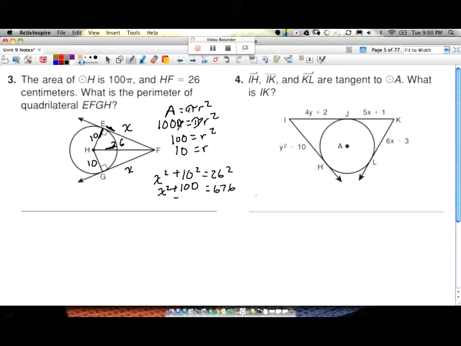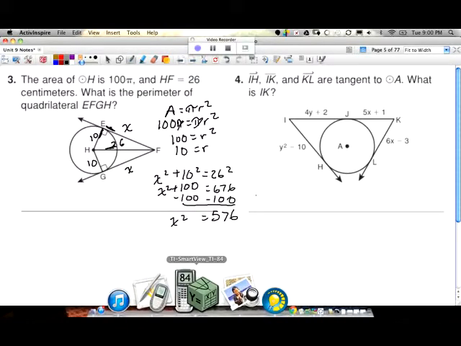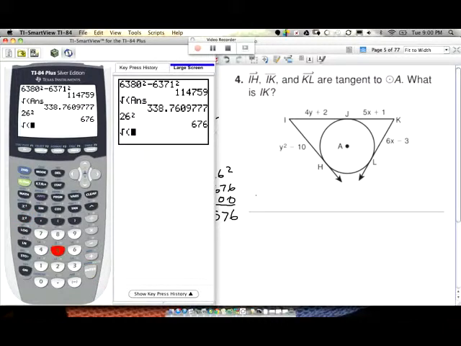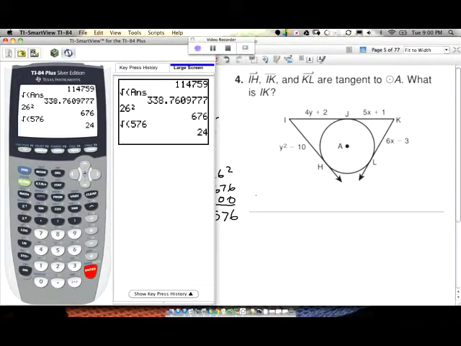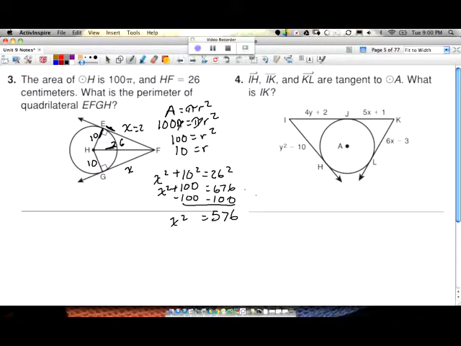So we got some more algebra to do. We subtract 100 from each side. Then we got 576 equals x squared. So we need to square root 576. That gives me, whoa, comes out perfectly. It's 24. That's kind of cool. So this is 24, as is this.